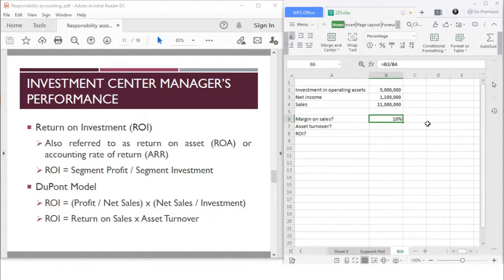Now your asset turnover is your net sales divided by your investment. Net sales divided by your investment. So that is 2.2. Now, your ROI, diba, you have two ways on getting your ROI. It's either magamit ka sa DuPont, which is your margin of sales multiplied by your asset turnover. So, you have 22% ang imong ROI.